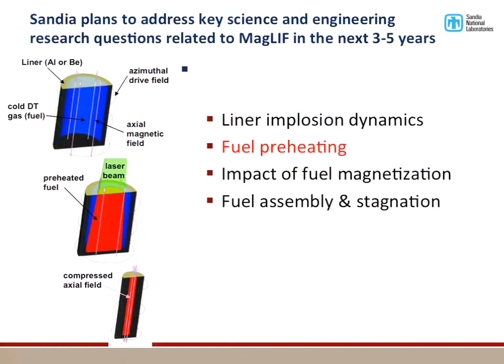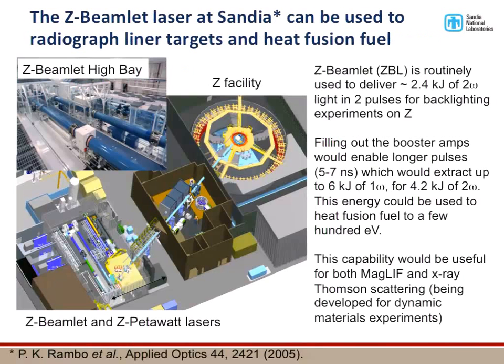So aside from liner dynamics, we've also got fuel preheating. And I showed this image earlier of the facility with the Z-beamlet laser coupled to the facility, where we're going to use that to preheat the fuel. Currently, the Z-beamlet laser can deliver about 2 kilojoules to the fuel. And then we have to worry about how much is actually coupling to the fuel. For MagLIF, it would be really better if we had about 6 kilojoules, but there are some straightforward engineering upgrades that we're going to be starting to implement in the next couple of years.